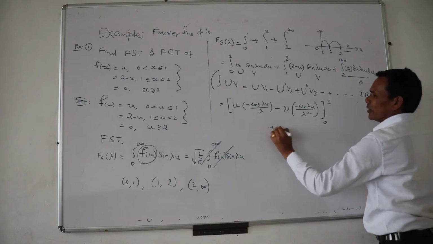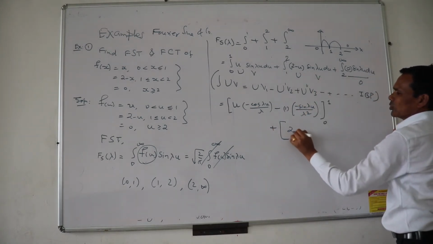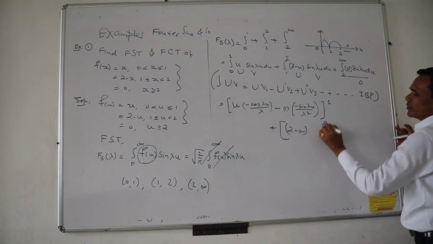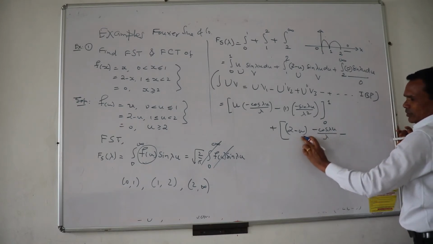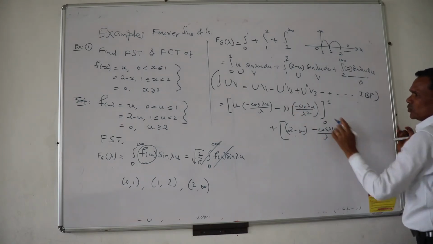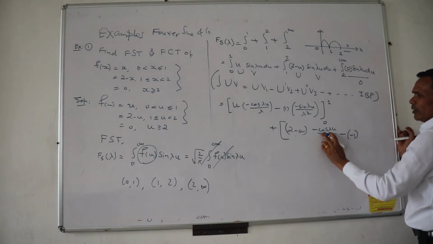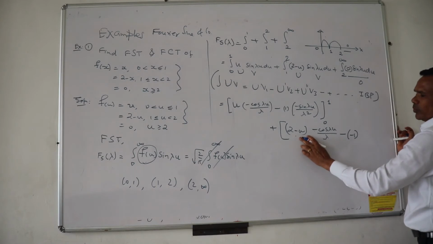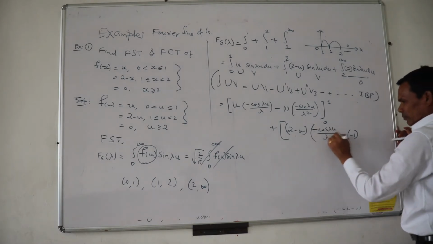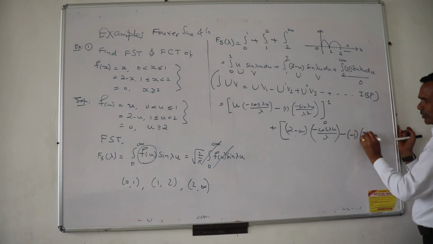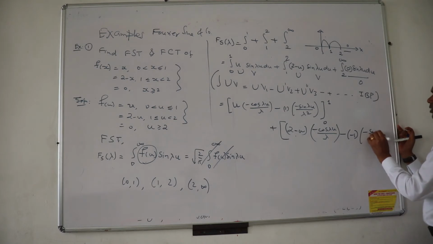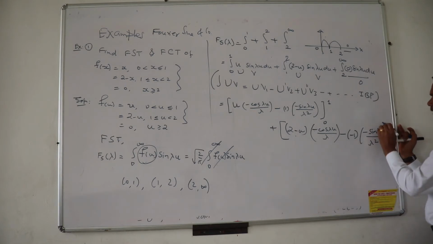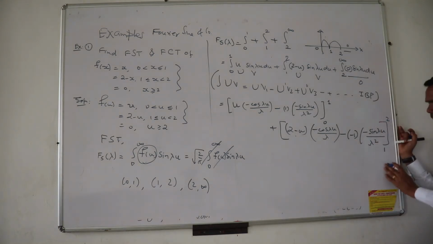Plus, next, 2 minus u is the first function. Then the integration of sine is minus cos lambda u upon lambda, minus the derivative of this function, which is minus 1, and integrating again, we get minus sine of lambda u upon lambda square. And the next term would be 0 naturally, with limits 1 to 2.